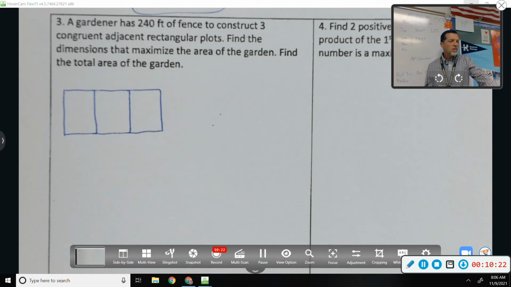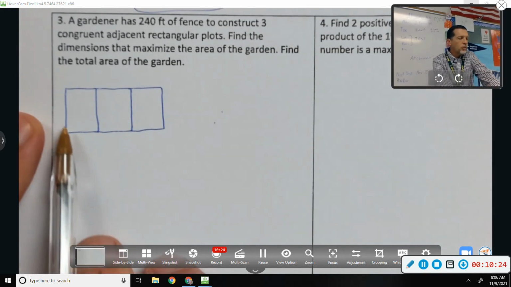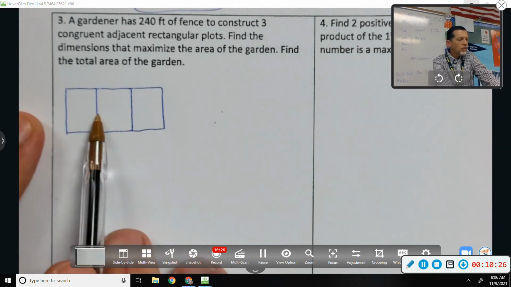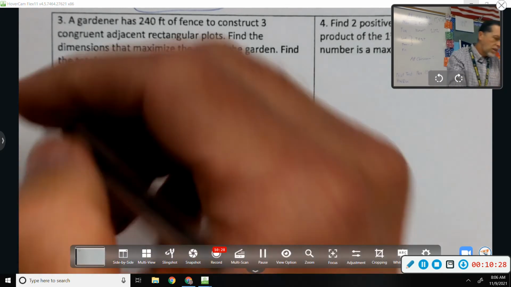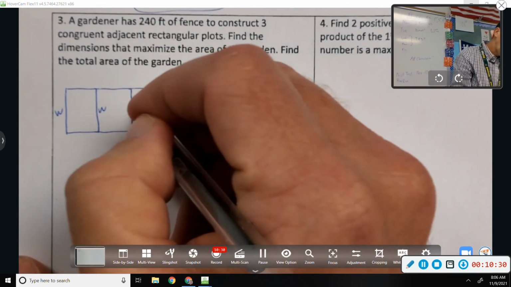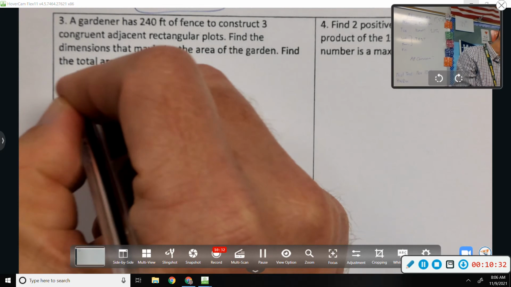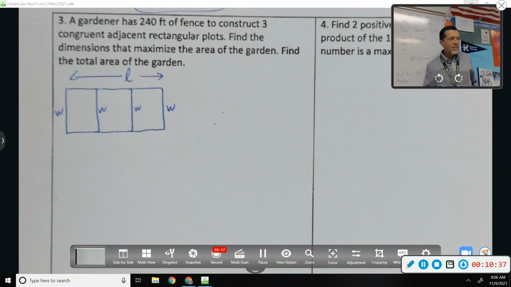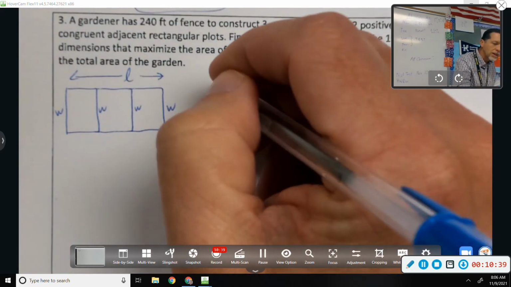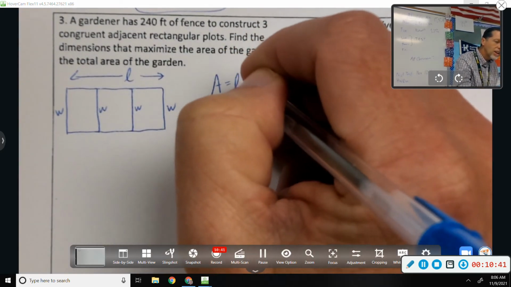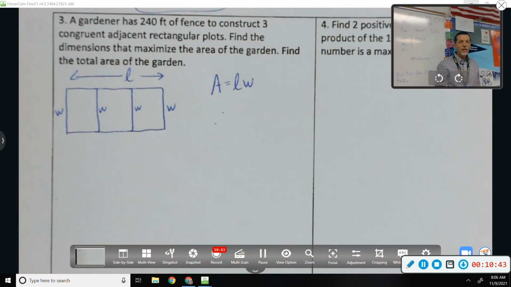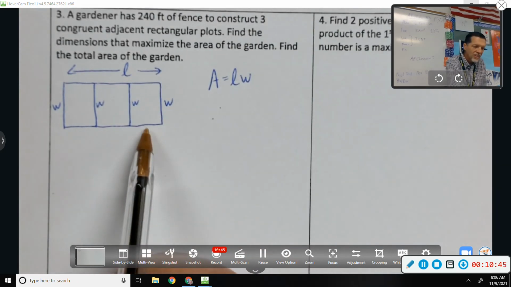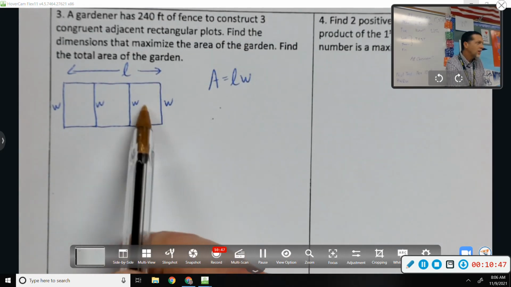So to make mine match yours, what did you call those 4 things? I did 4 W's and then 2 L's. Perfectly okay. So that means your L is the full length, which is fine. Arguably better, because then your area is just length times width. If you make your length just one of those lengths, then your area would be 3 times L times W.